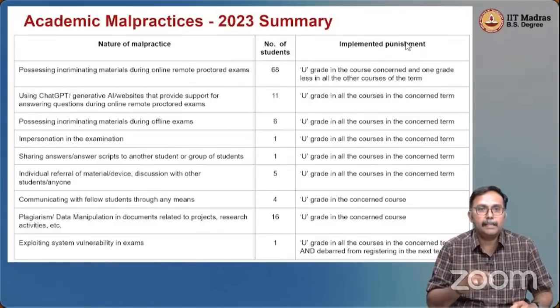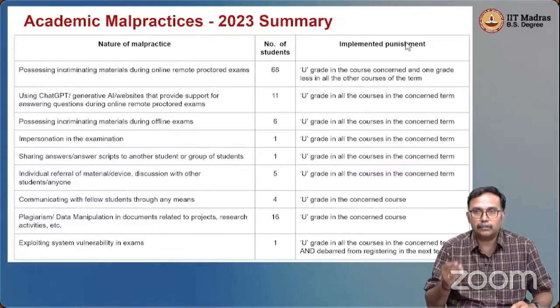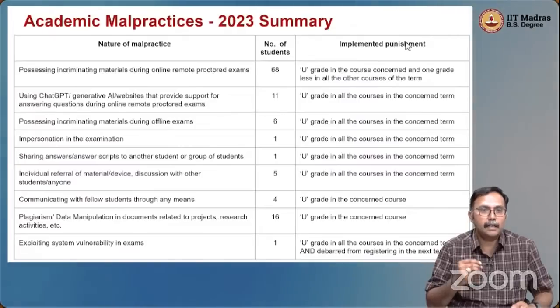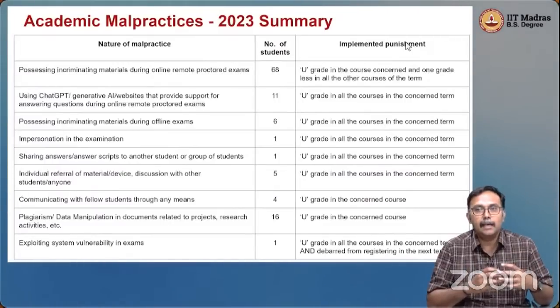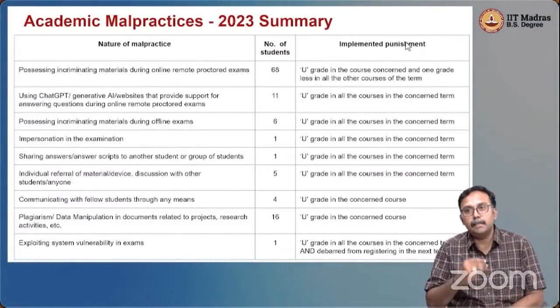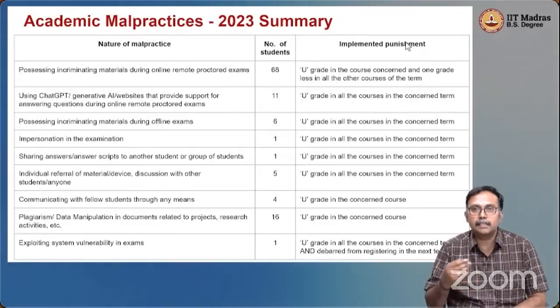Plagiarism or data manipulation has also resulted in U grades for students, and exploiting system vulnerability is a very serious offense. The student who actually did this has been given a U grade in all the courses in the concerned term and has been debarred from registering for courses in the subsequent term.